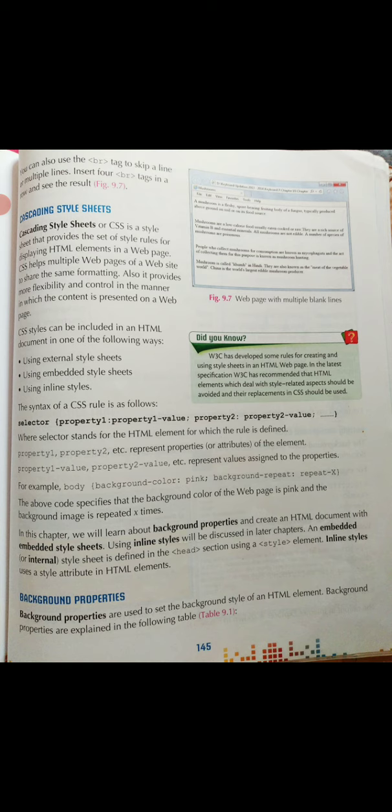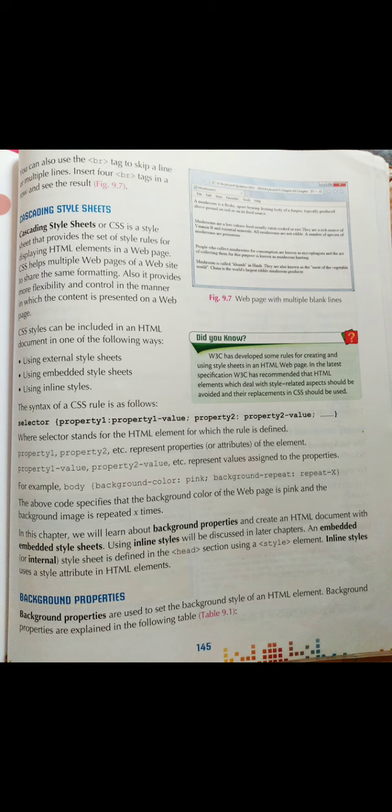And then you will see the syntax of a CSS rule is as follows. This is the syntax of your CSS style sheet: selector, property 1 colon value, property 2 colon value, semicolon. This is the code of your CSS. Clear students? Here syntax is not so important. When you go to class 9 or 10, at that time you will learn all this syntax.